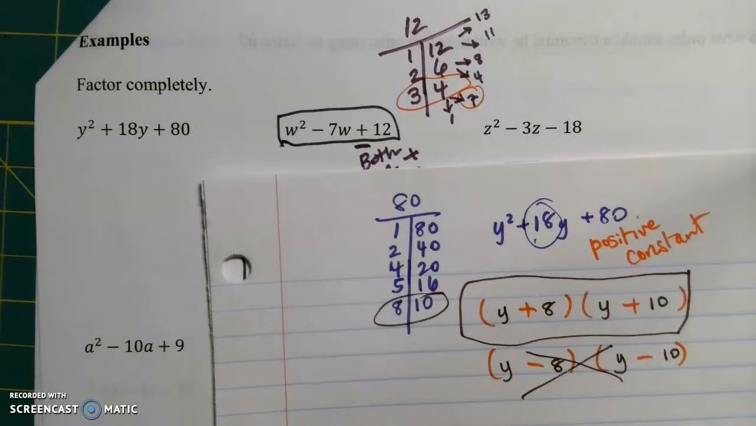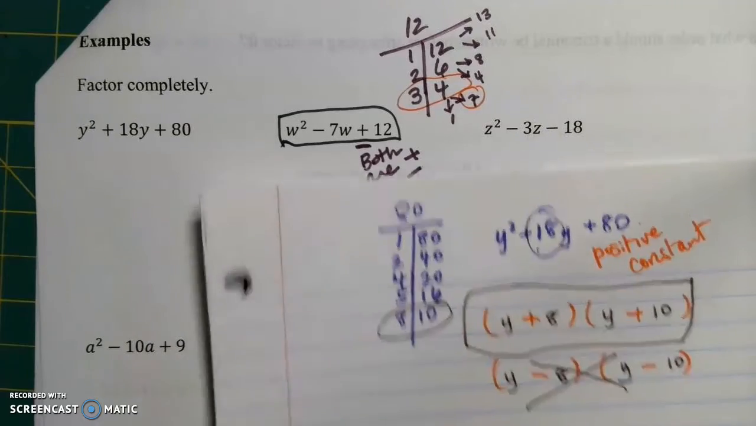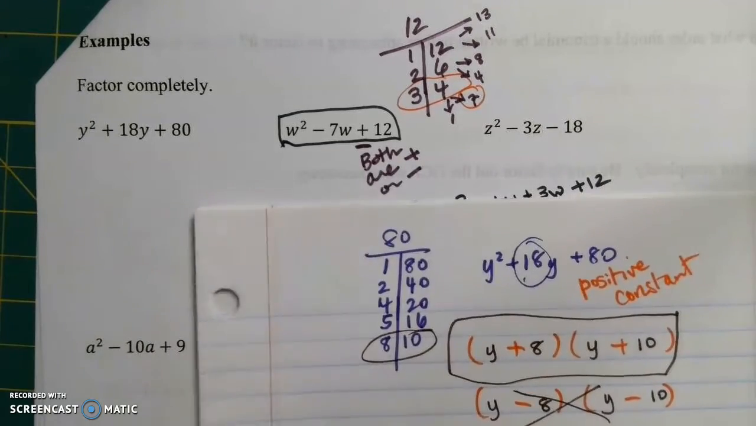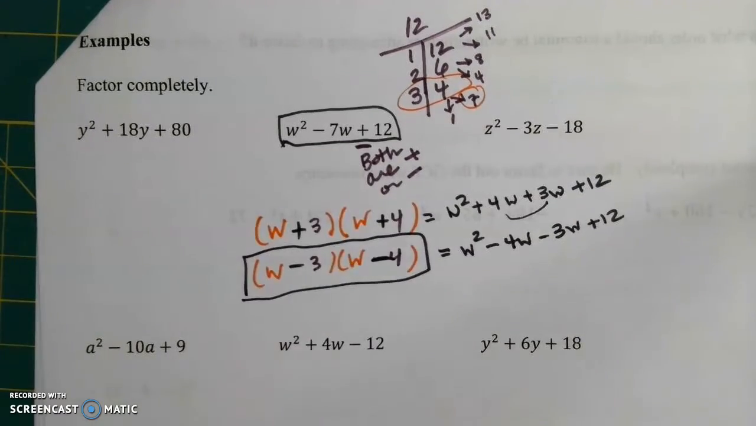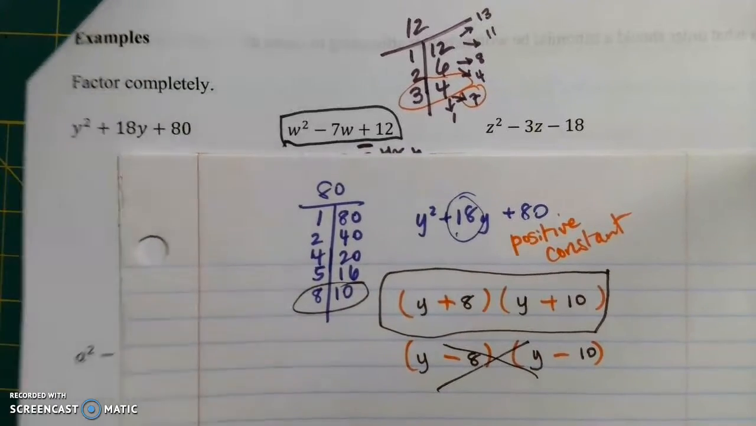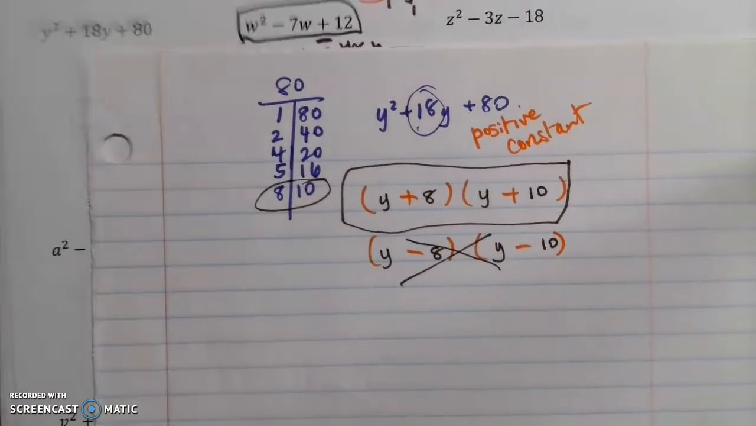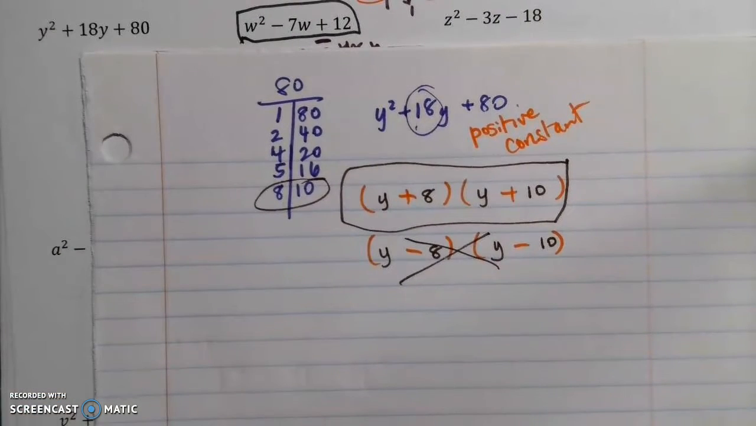Okay, let's look at the z squared minus 3z minus 18. Let me write that down a little bit lower here.